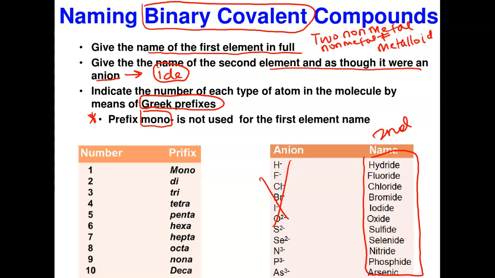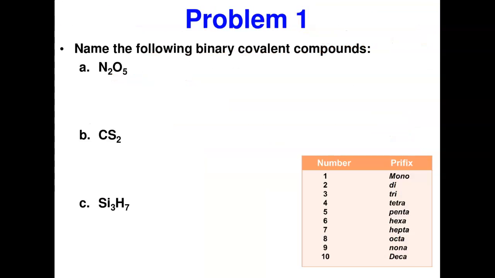If the first element only contains one atom, you don't have to use that prefix. So what do you do? You just say the name of the element. You don't need to put di or tri. You don't have to put mono because we know it is one already. So by practicing this, we're going to see some examples here.